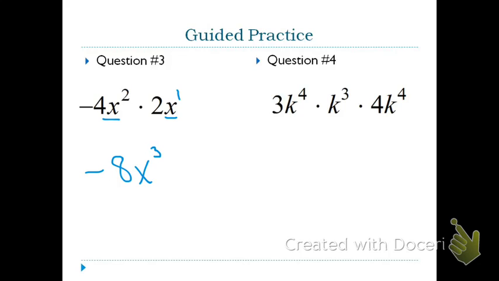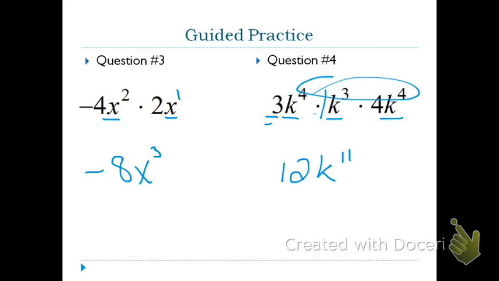Question number 4 is very similar. You first multiply the coefficients, so the 3, the 1, and the 4. 3 times 1 is 3, times 4 is 12. Then you multiply the variables together. Okay, the 4th, the 3rd, and the 4th, you simply add their exponents. 4 plus 3 is 7, 8, 9, 10, 11. So 12k to the 11th power.